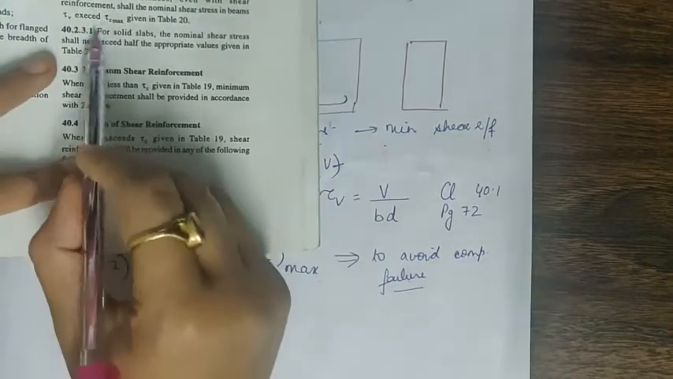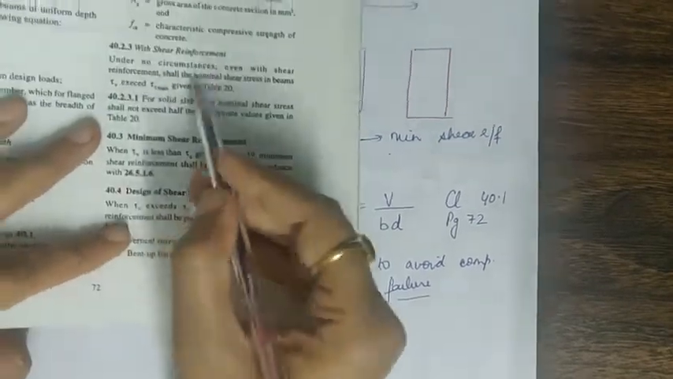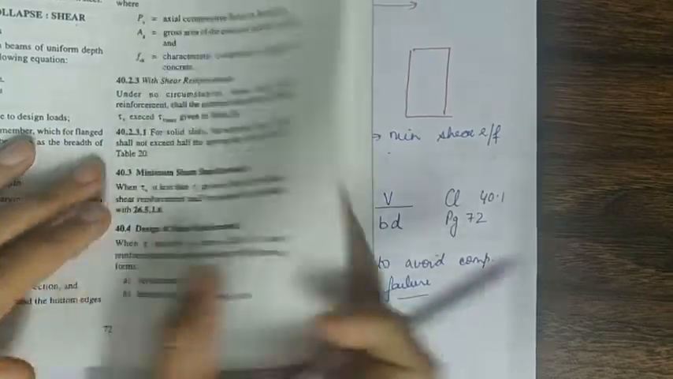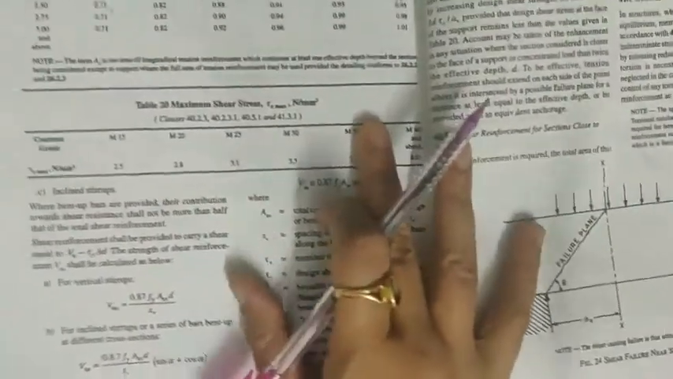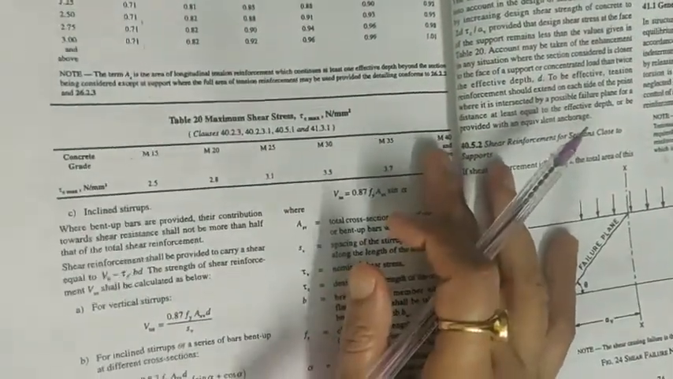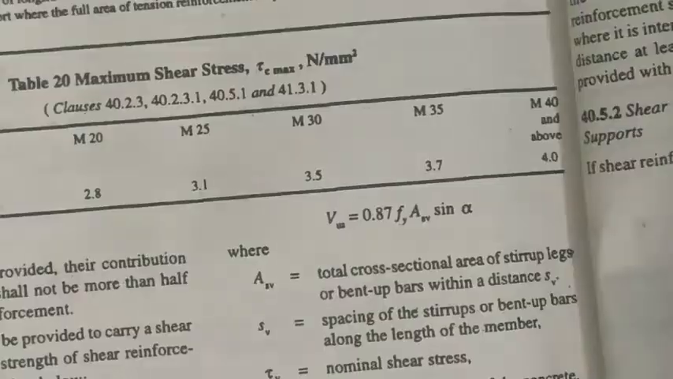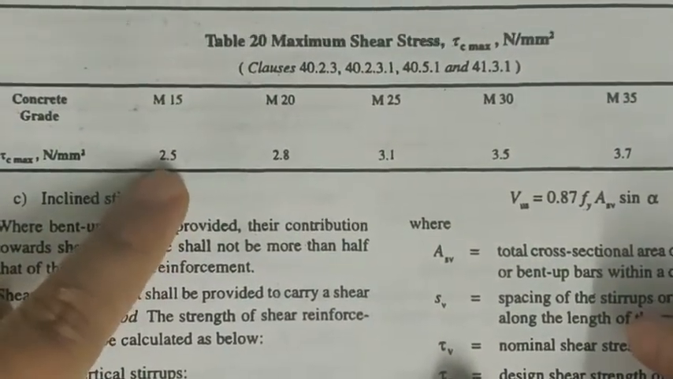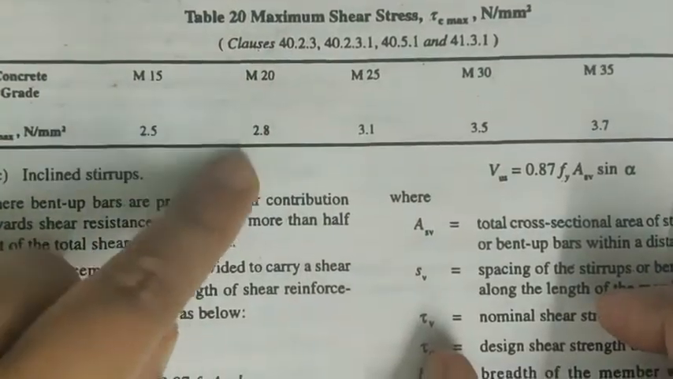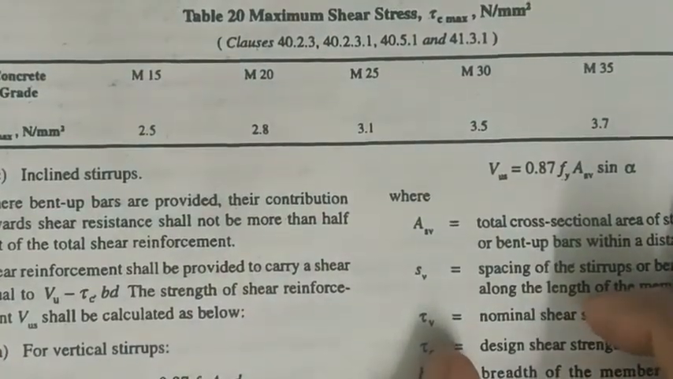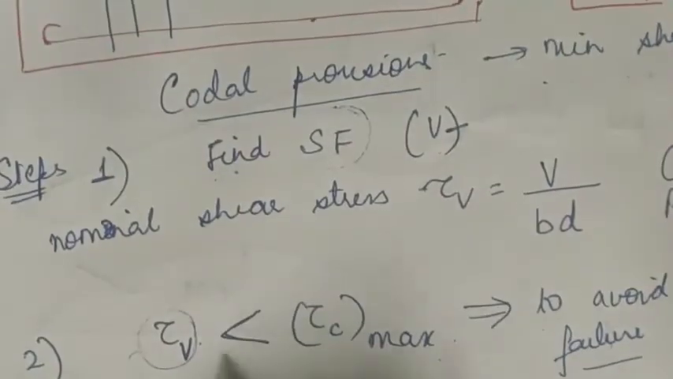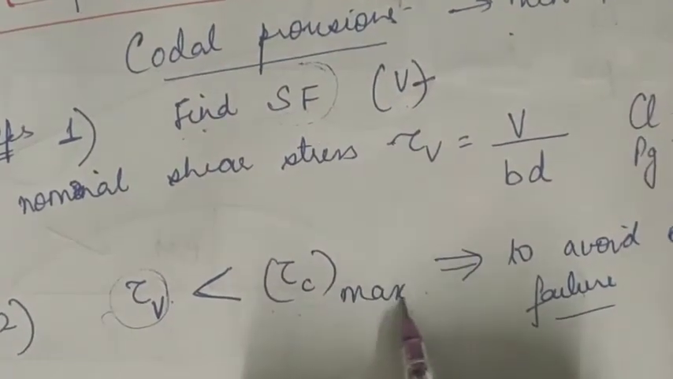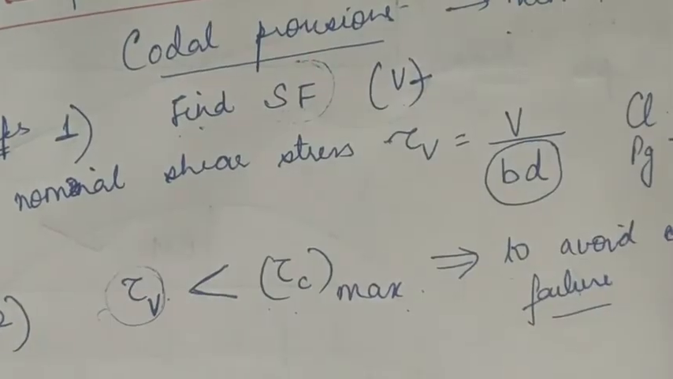Clear? Now from where do we get the value of tau C max? It is given in Table 20, page 73. So, maximum shear stress for different grades of concrete is given. You can see maximum shear stress for M15 grade of concrete should be 2.5 megapascal. For M20, 2.8. So it means your value of tau V should not exceed tau C max. If it increases, then we will have to change the section.